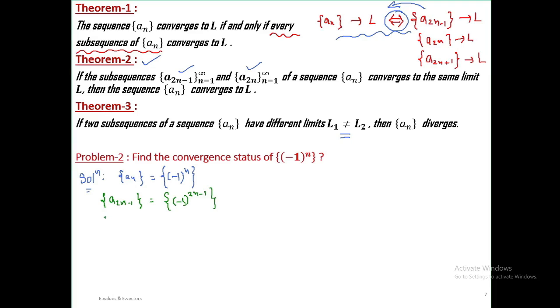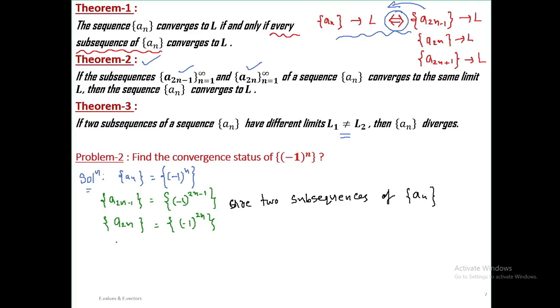Okay. And similarly, a to n. One more subsequence I am writing. Second subsequence. Again, same, instead of n, you have to write 2n. So minus 1 whole to the power of 2n. So these two are the two subsequences of the original sequence an. Okay, two subsequences of an.